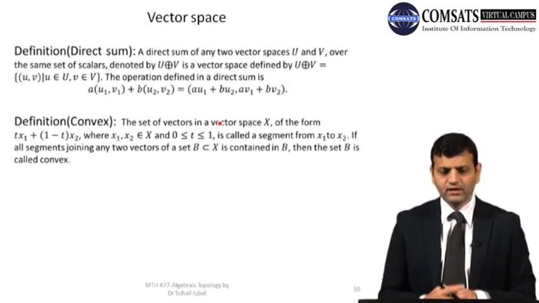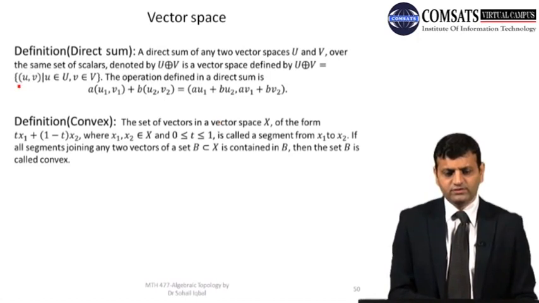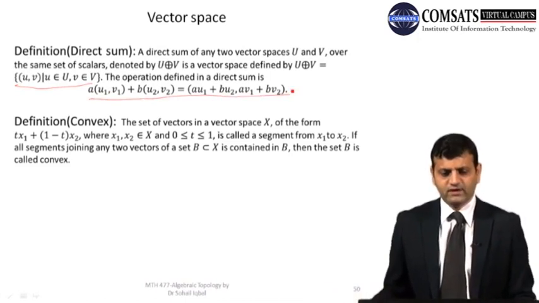So the direct sum of two vector spaces U and V over the same set of scalars or over the same field, denoted by U direct sum V, is a vector space defined by U direct sum V, which is basically nothing but the cross product of U and V in this case, and that's how we define the operation on these two vector spaces.